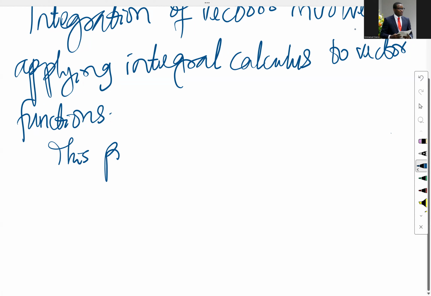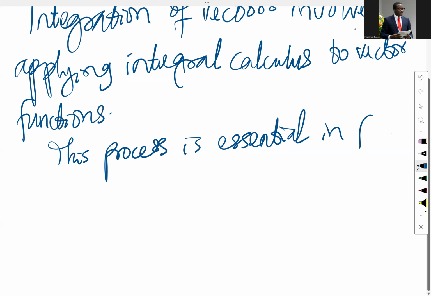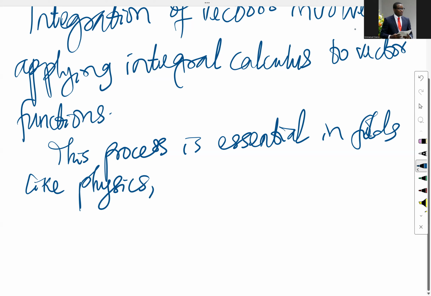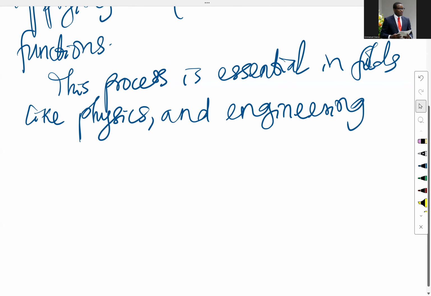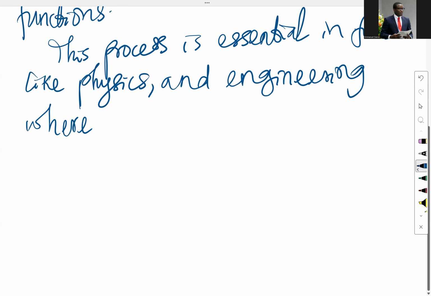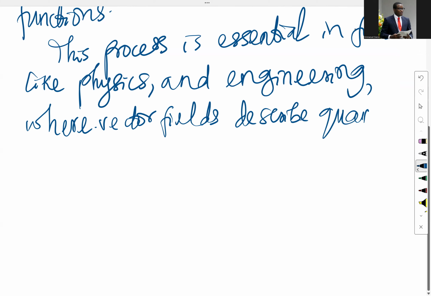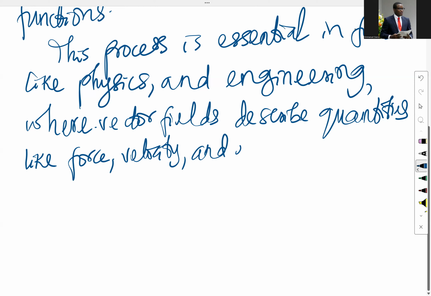So this process is essential in fields like physics and engineering, where vector fields describe quantities like force, velocity, and electric and magnetic fields.